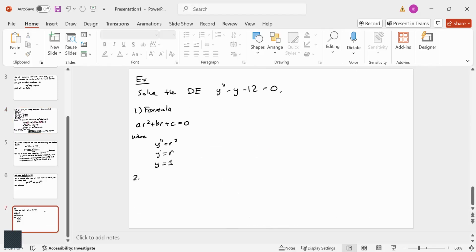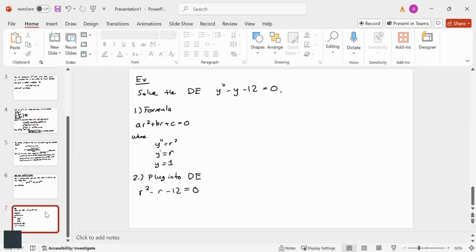Step two, plug in the differential equation. So y double prime becomes r squared minus r minus 12 equals 0.